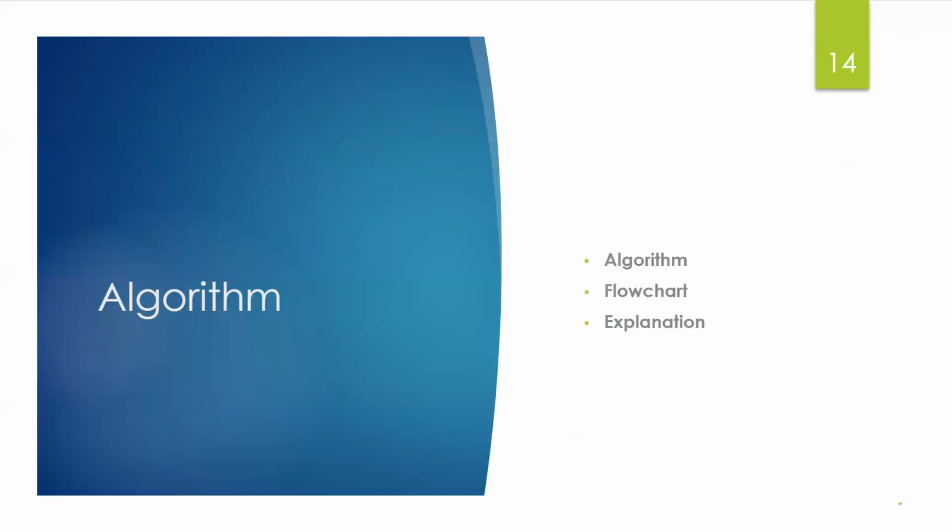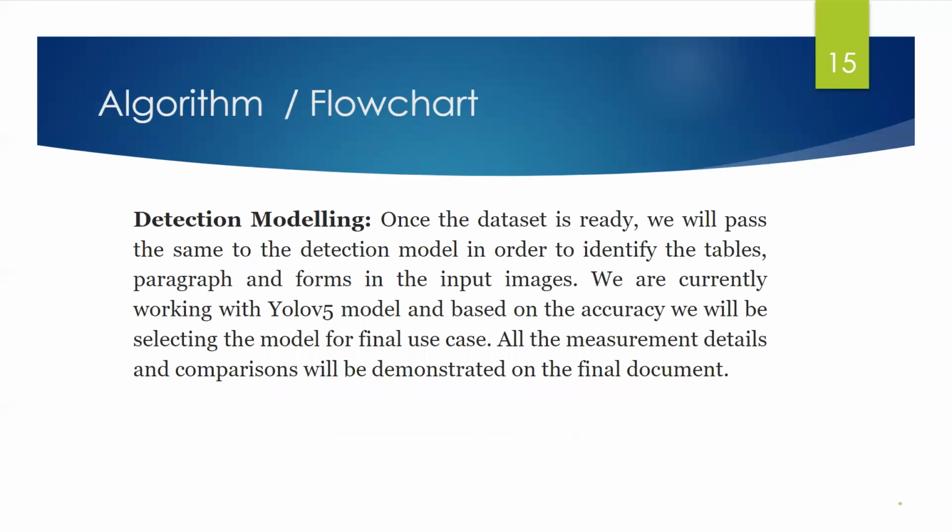Next is the algorithm of our project. The algorithm mainly consists of two steps. The first step is detection modeling. In the detection modeling step, once the dataset is ready, we will pass it to the detection model in order to identify the tables, paragraphs, and forms in the input images.